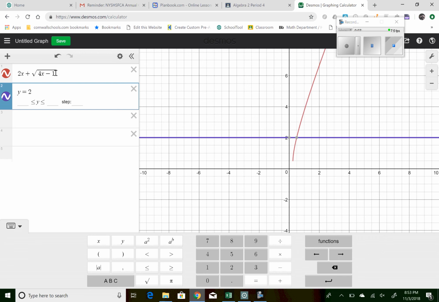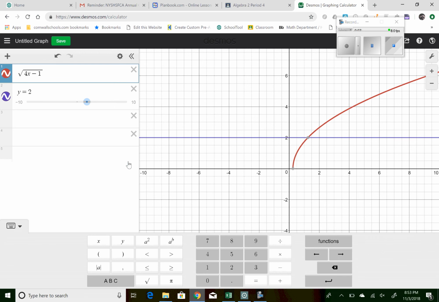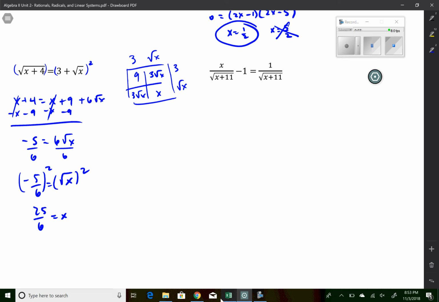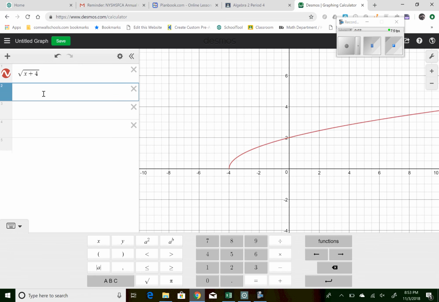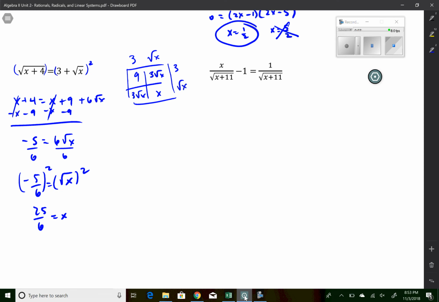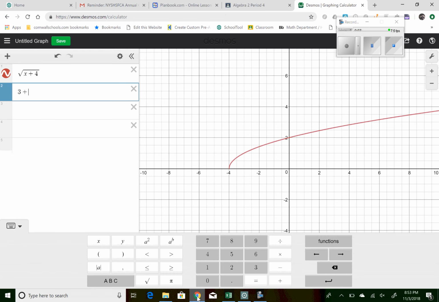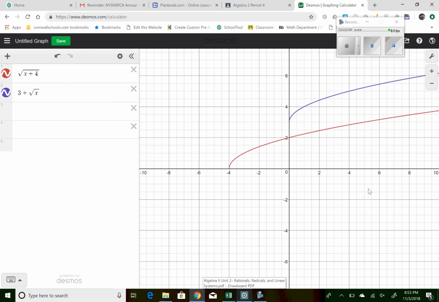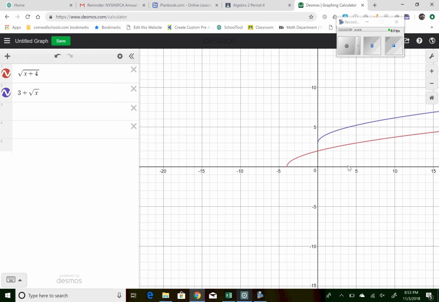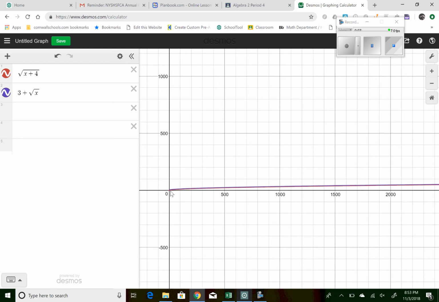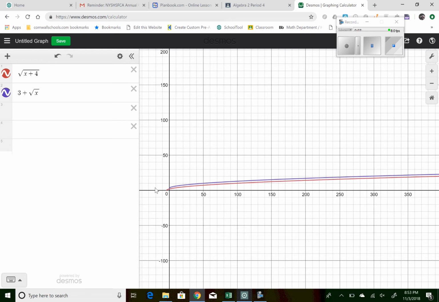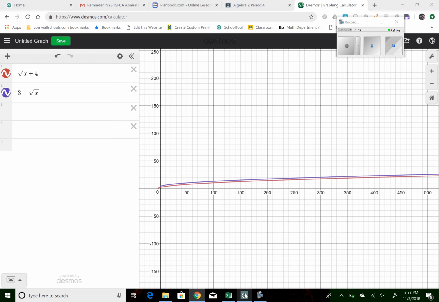So I'm going to have a square root of x plus 4. And I have another equation here of a square root, but it is 3 plus the square root of x. Notice they never touch, right? They never touch, no matter what I do here. Cool thing about Desmos, you can just keep zooming out. You'll see they just never touch. They're always going to be just next to each other. So there's no solution to that equation.